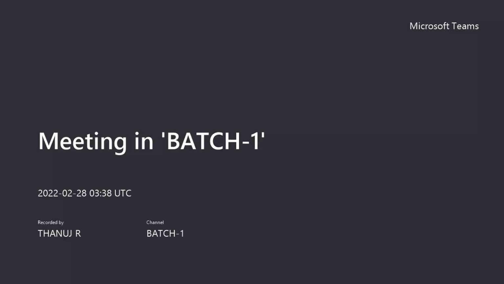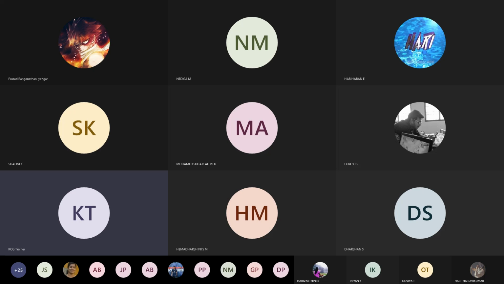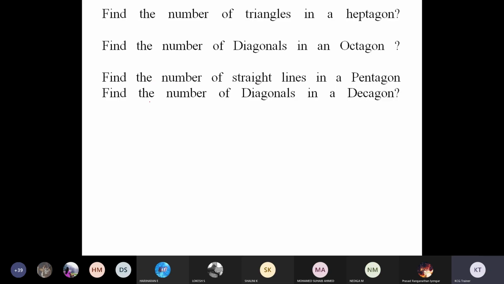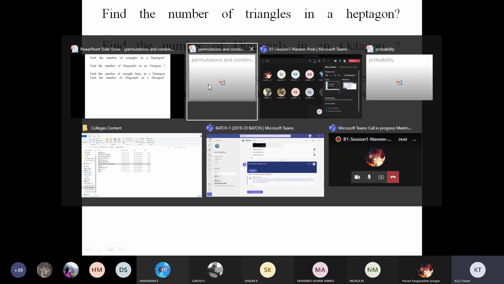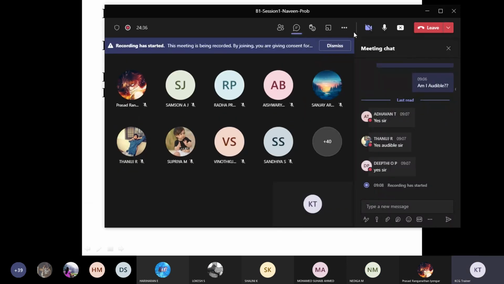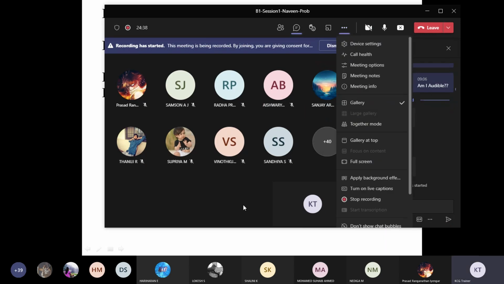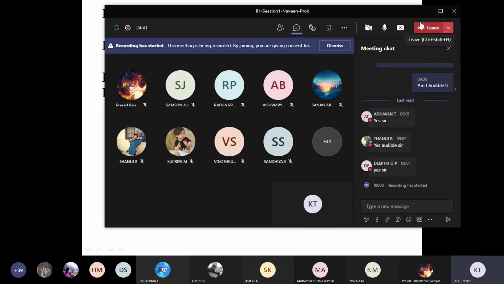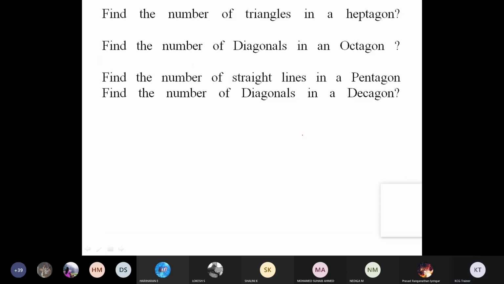The next one, the third type of application in permutation and combination. When it comes to application, there are very important applications of combination in geometrical figures. So how to solve the questions of applications of geometrical figures?